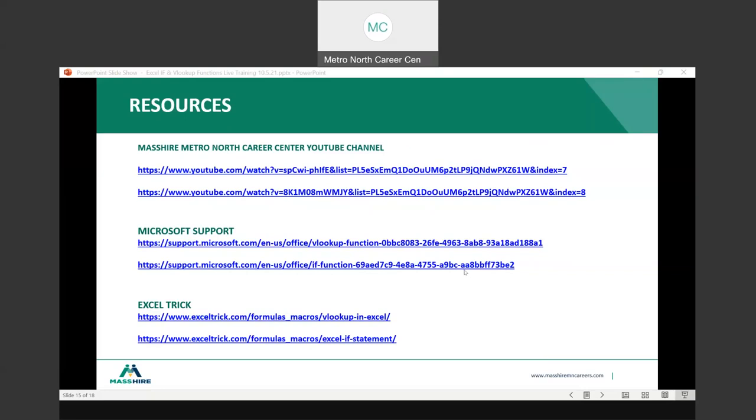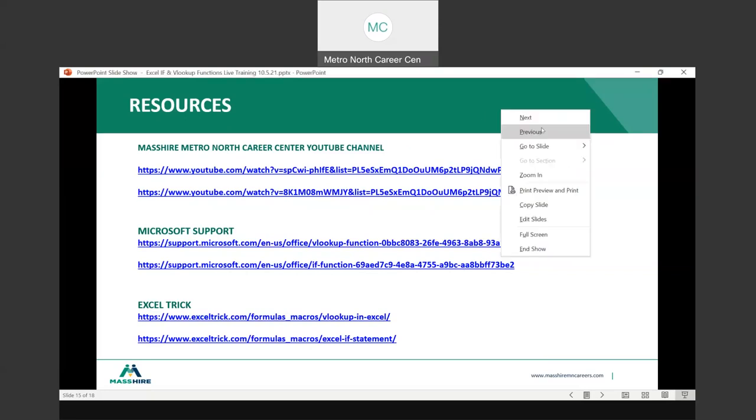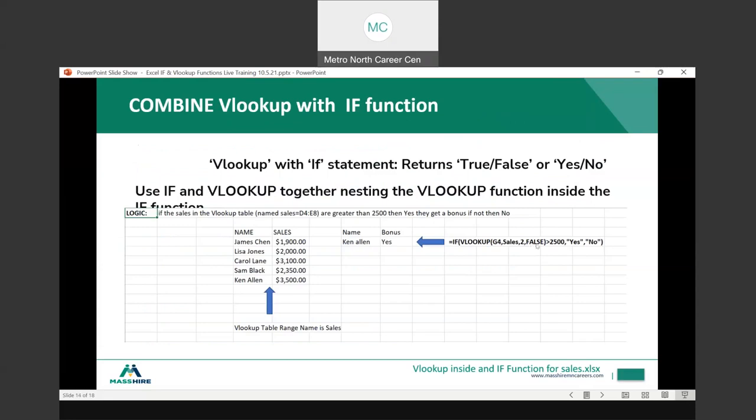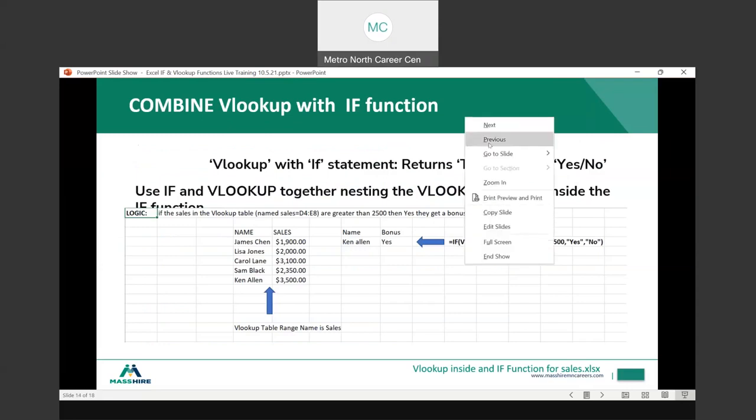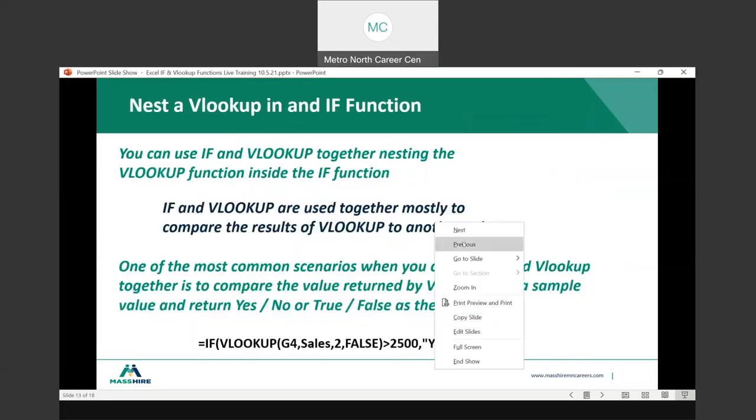So someone's asking about the false in the VLOOKUP. Let me explain that again. Let me just go back for a second. So this false right here, when you're nesting a VLOOKUP inside an if, you have to use all four boxes. Remember when we did the VLOOKUP, we only used 3. So let's go back if I can.